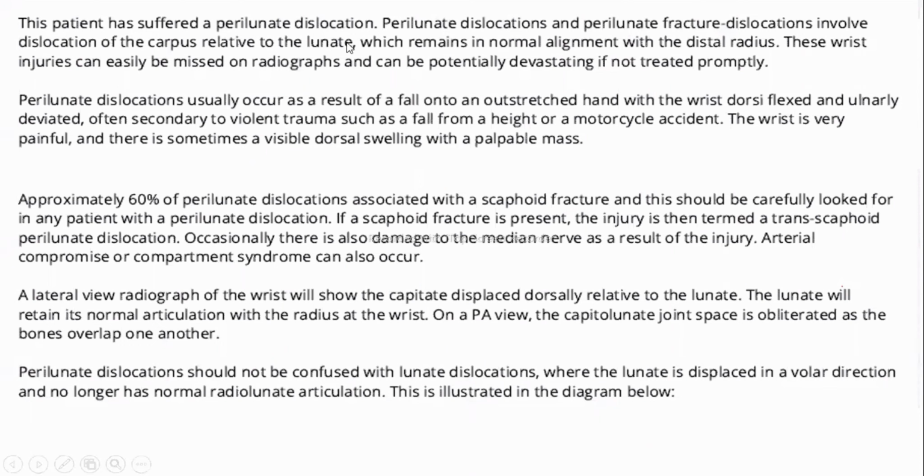So perilunate. Okay. So here, dislocation of the carpus relative to the lunate. Relative, it means the bones around what? Around the lunate. Okay. It should be in the same normal alignment with the distal radius. These wrist injuries can easily be missed on radiograph. Yes, lunate or perilunate can be missed.